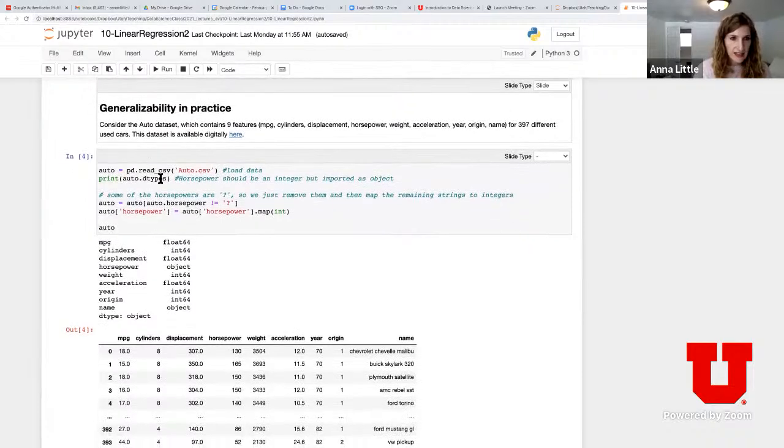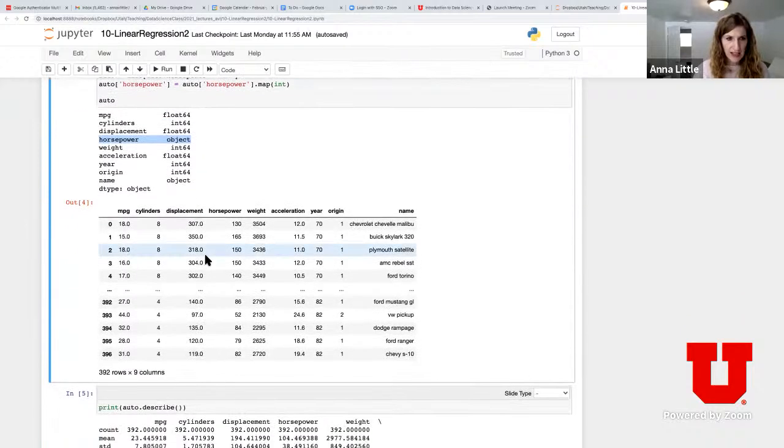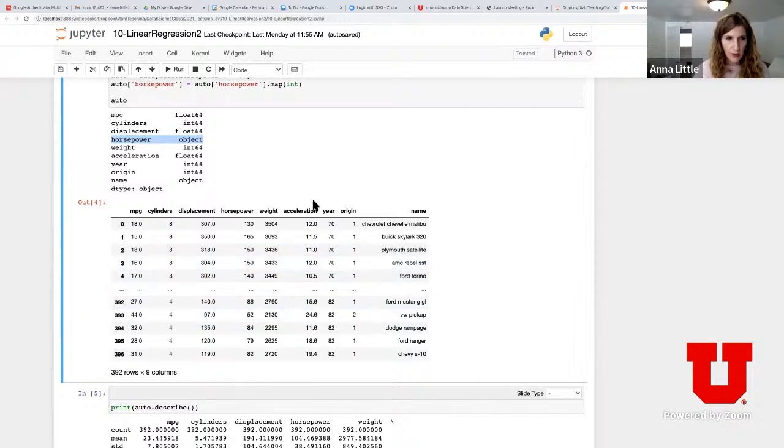So first we'll read in the data, and what you will notice if you print the data types of the data frame is that horsepower imported as an object, which it shouldn't have. Horsepower is a number, should be an integer, but it imported as an object. That's because there are a couple of question marks in the data set, a couple of missing values. So we can clean this up by specifically removing the question marks and then mapping the remaining horsepower values to integers. And once we do that, we get this nice and correctly formatted data frame.